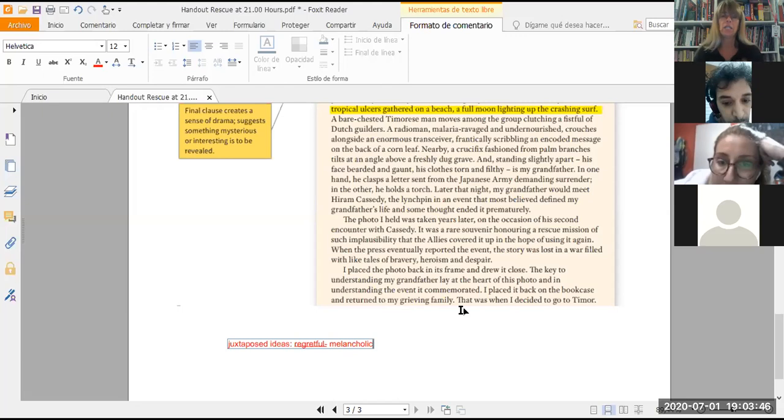What is happening here in this excerpt? The writer is remembering what and who? His grandfather. In what circumstances? When his grandmother died. Okay, very good. So do you think there is a change in the tone, or the whole text is kind of melancholic?